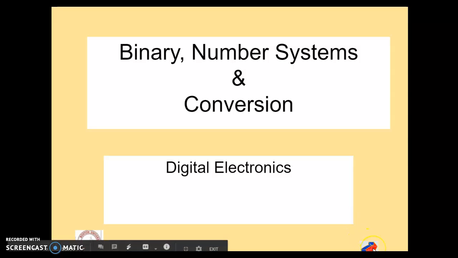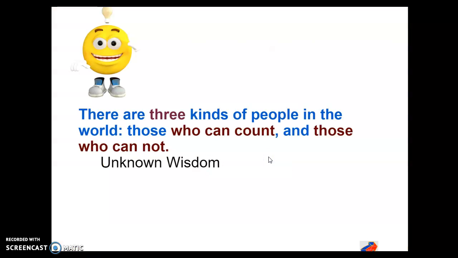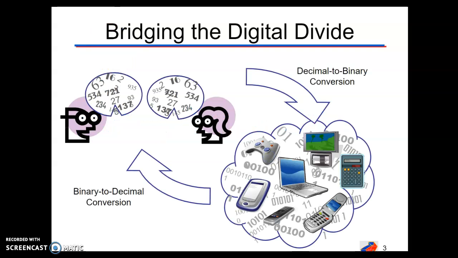As you see, this is from PLTW and Boston University, so I use slides from them. This is unknown: there are three kinds of people in the world, those who can count and those who cannot. So, by using this joke, we will start our lesson.